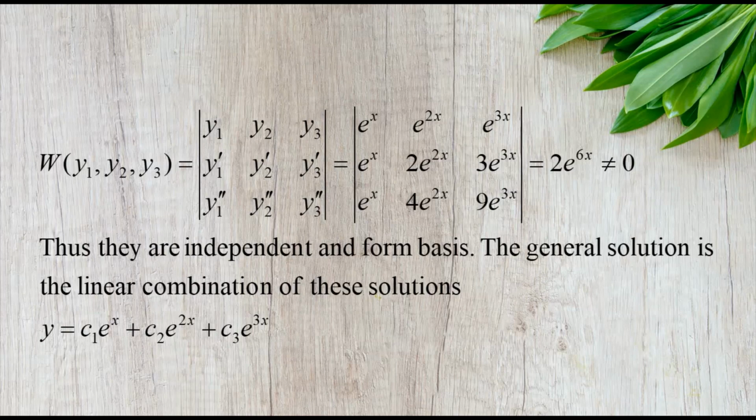The determinant of this is as follows. It is 2 into e raised to 2x. Since it is not equal to 0, they are linearly independent, and thus they form the basis. The general solution is nothing but the linear combination of these solutions.